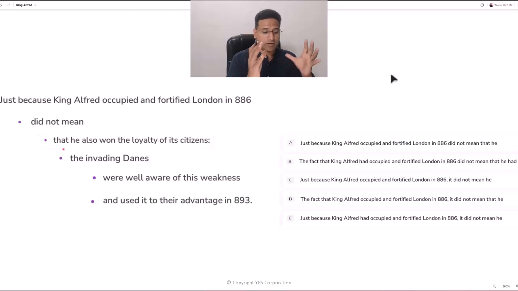But let's focus on the subject. Can this behave as the subject of this verb did not mean? First of all, it has to be a DC. Is it a DC? King Alfred, subject, occupied and fortified London because DC connector.